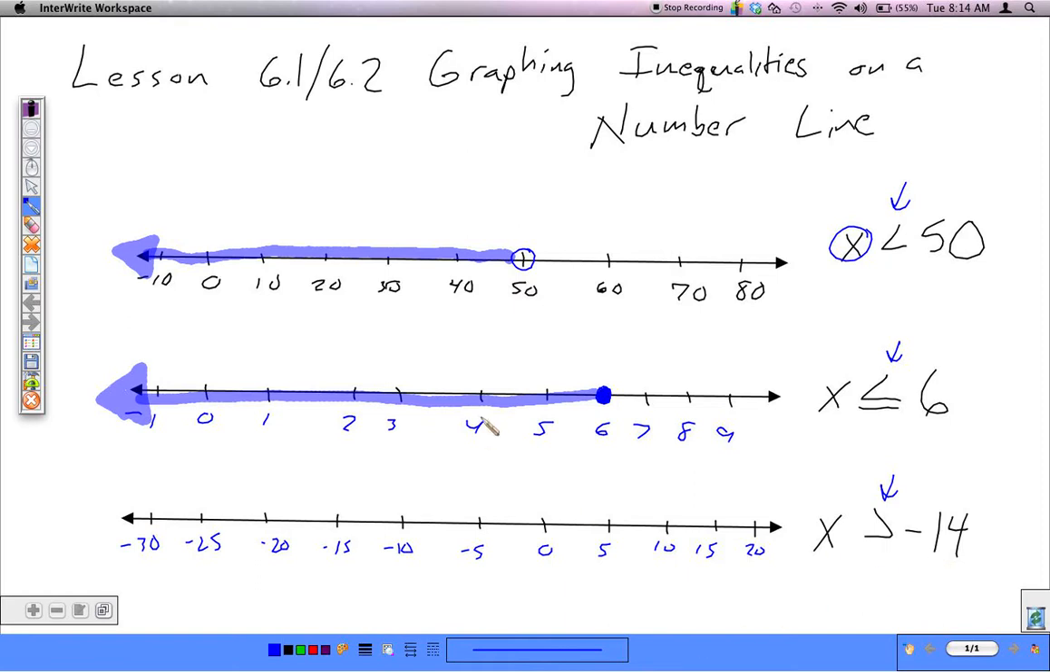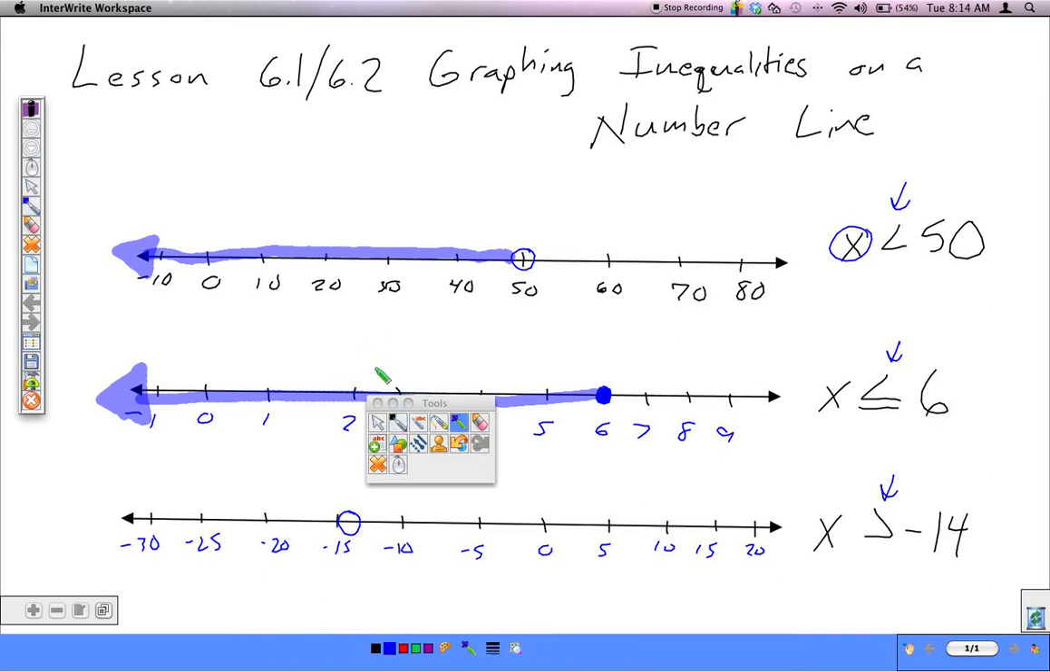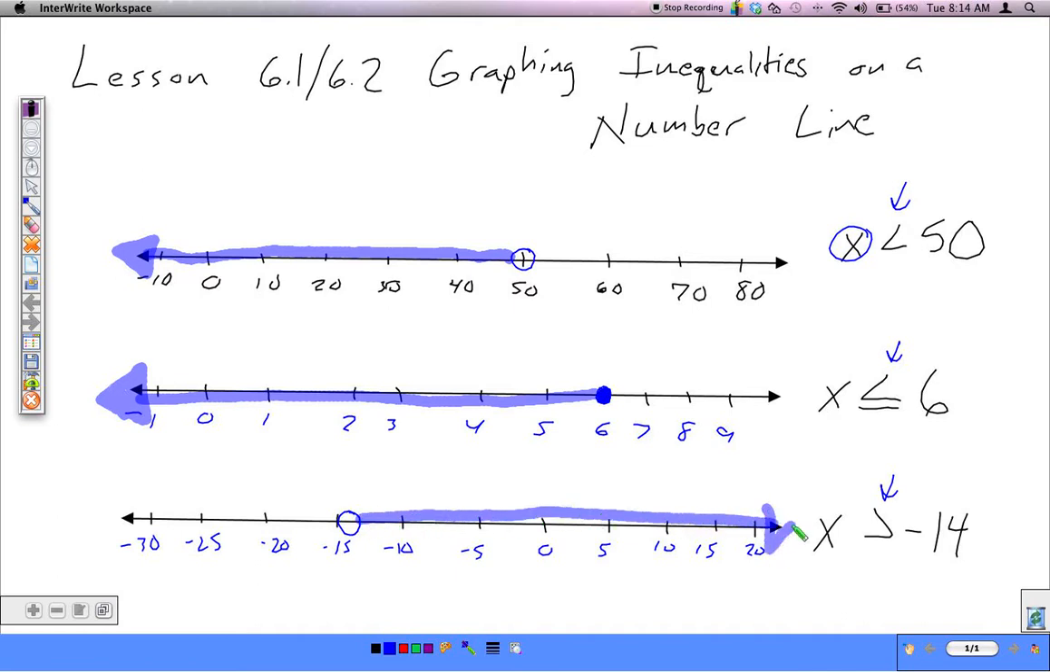Now, negative 14 would be located between negative 10 and negative 15. It would be closer to negative 15. So I need to make sure that dot goes as close to negative 15 as it can. And then I'm going to make sure my shading is correct. Since my number is now greater than, it has to go above and above only. That is why I have the open dot, and that's why my shading goes to the right, because the larger numbers are to the right on the number line. Okay? And that's your basic of graphing inequalities on a number line.